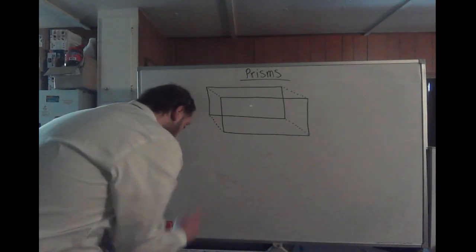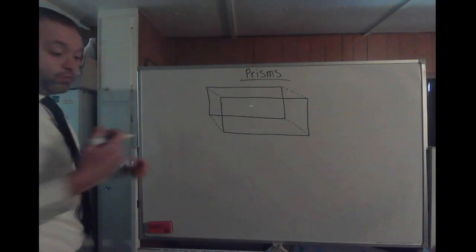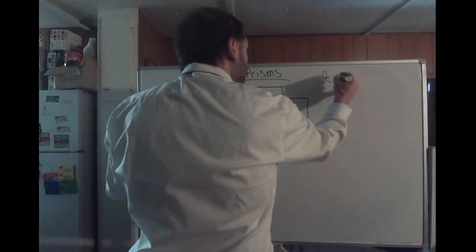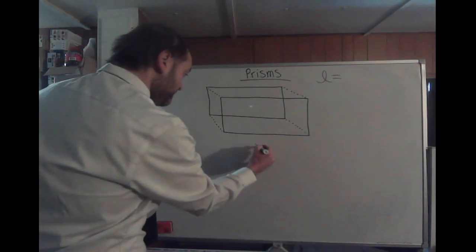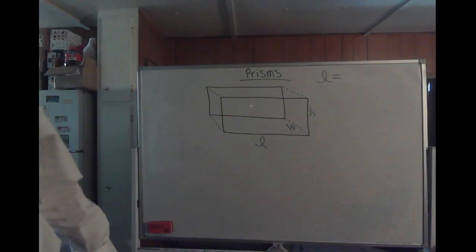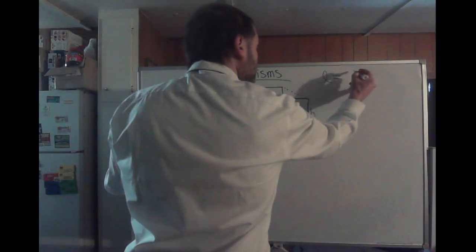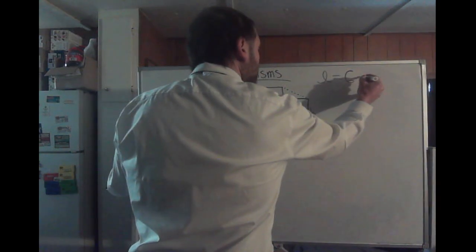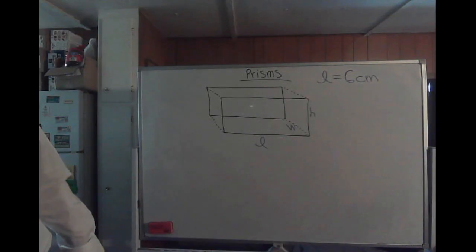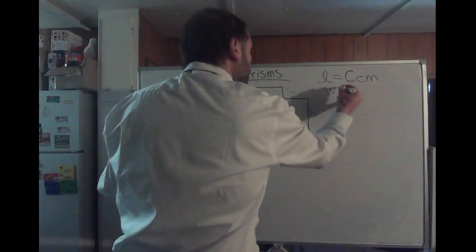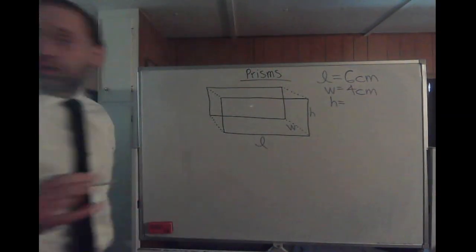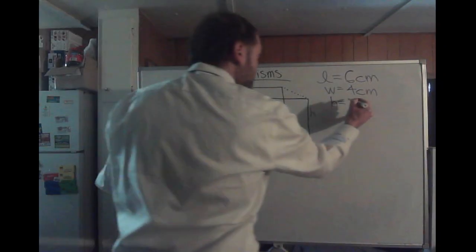So let's see, what are we given? For the first one, we are given that the length of a base, which this would be your length, this would be your width, this would be the height of the prism, okay? The length is 6, we'll say 6 centimeters, all right? There's a point I want to illustrate with the units. The width is equal to 4 centimeters. And then the height is equal to 2 centimeters.